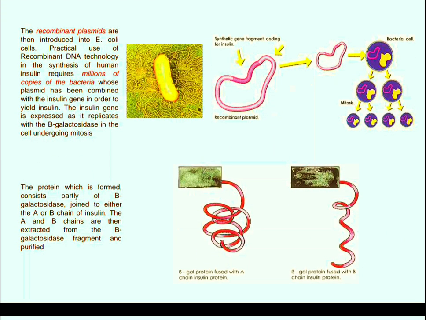Now the recombinant plasmids are introduced into the E. coli cell. Practical use of recombinant DNA technology in the synthesis of human insulin requires millions of copies of the bacteria whose plasmid has been combined with the insulin gene in order to yield insulin. So if we want insulin commercially, this is the way by which we can get it. This is a very brief overview of the vectors of this process and the technology.